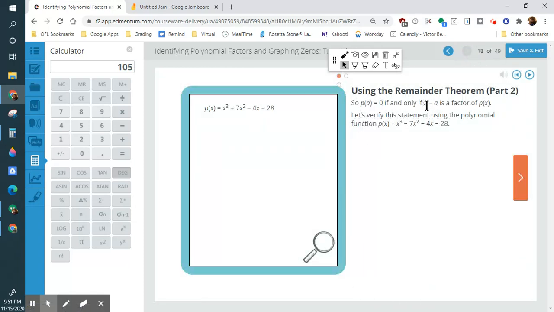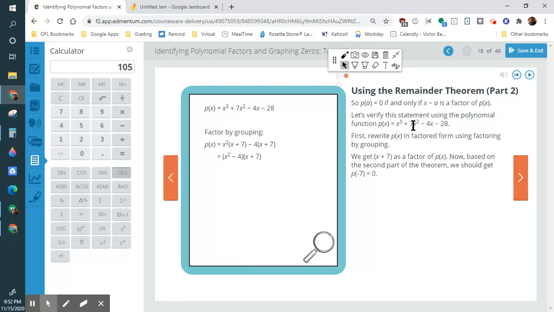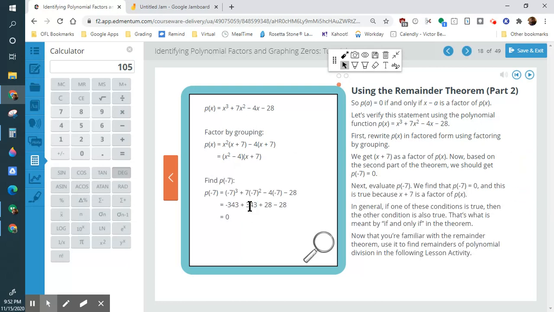Moving on here, using the remainder theorem in part 2. Let's say we want to figure out a 0. So we just factor it out. And if this is a 0, so x plus 7, that should be a 0. So we're going to plug in 7, we get 0.